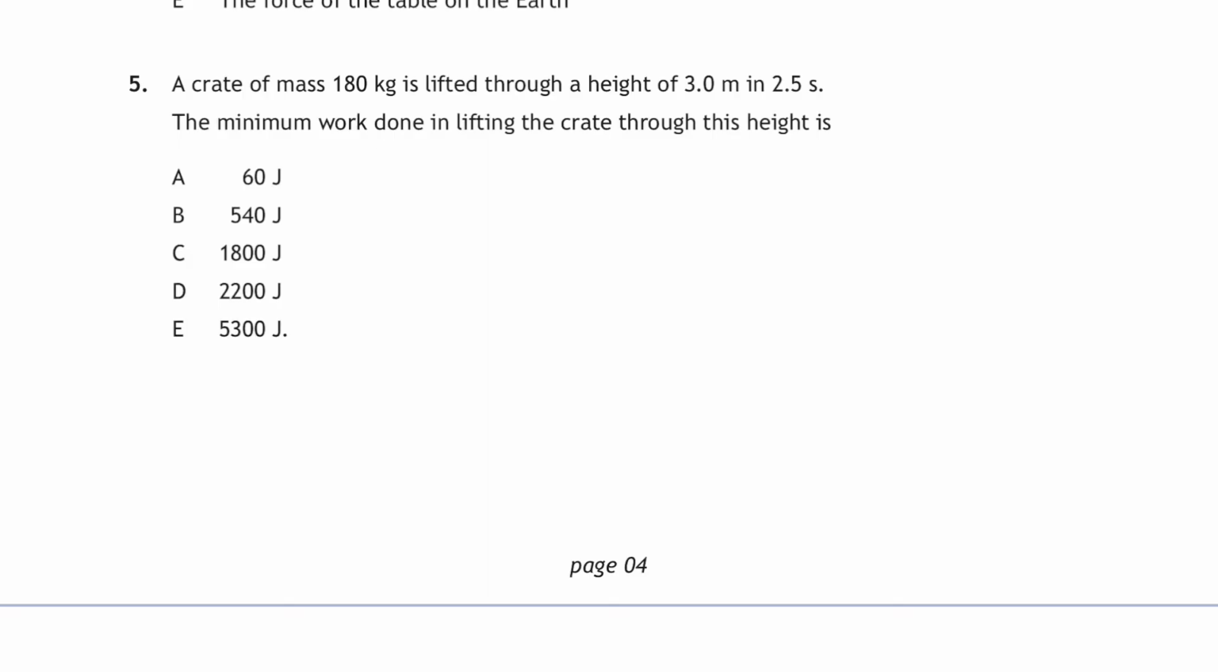Question 5. A crate of mass 180 kilograms is lifted through a height of 3 meters in 2.5 seconds. What's the minimum work done in lifting the crate through this height? Well, we've got a relationship for work done. It's W equals F times d. And the force that we need to use in this relationship will be the weight of the object. And the distance we lift it through is the height that it moves through.